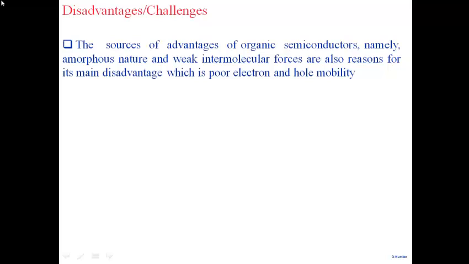Why? Because you remember, it's not just mobility which matters here. What matters is the amount of time it takes for a carrier to go from one place to the next place here. These films are very thin. I have 50 nanometer films. I have 100 nanometer films. They're very, very thin films, so I don't require very high mobility. So even though the mobility is 10 to the power minus 4 or 10 to the power minus 5, they can switch at megahertz speeds.